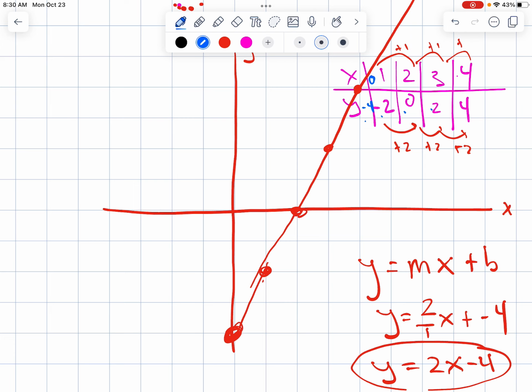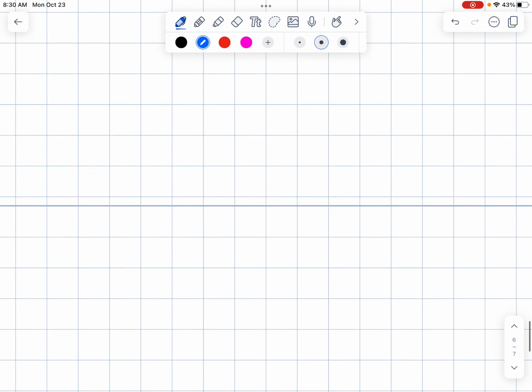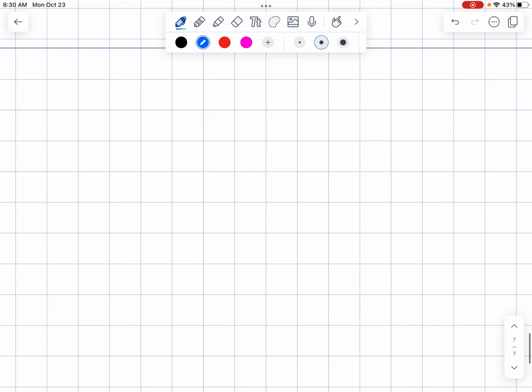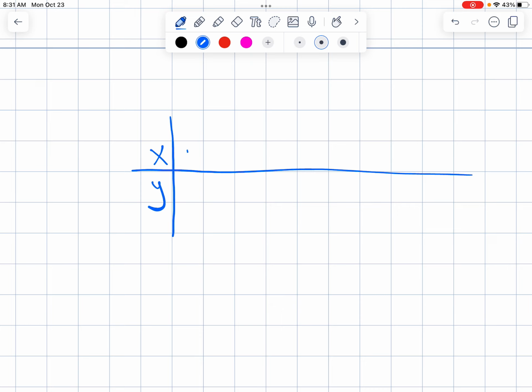Okay, for this one, I'm going to write a table, and then I want you to come up with the equation. So we've got our x, we've got our y, and we're going to do 1, 2, 3, 4, and we're going to do 7, 11, 15, 19. Okay, so come up with the equation for this line.